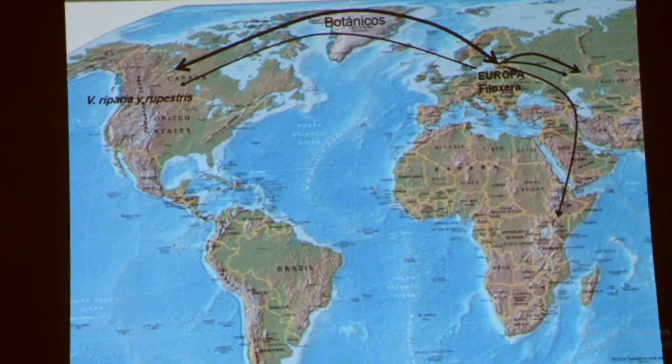So, Europeans went back to North America looking in the region of the phylloxera for new species that can resist the phylloxera.